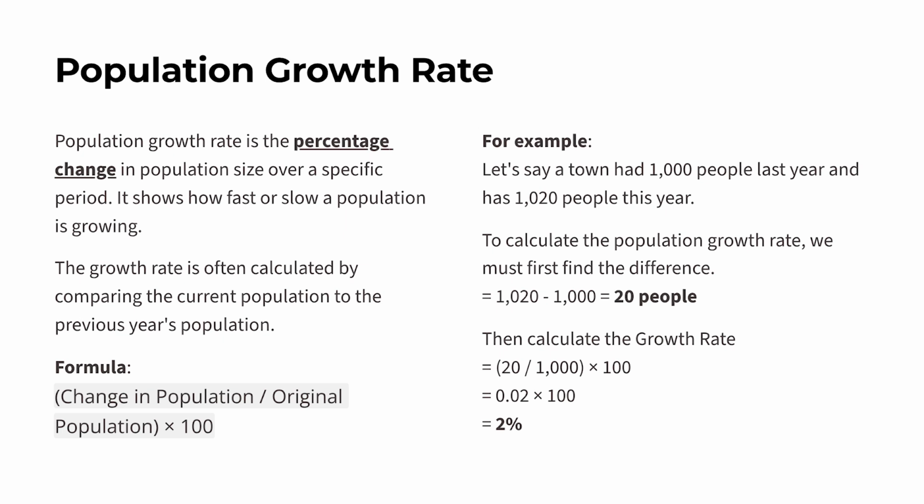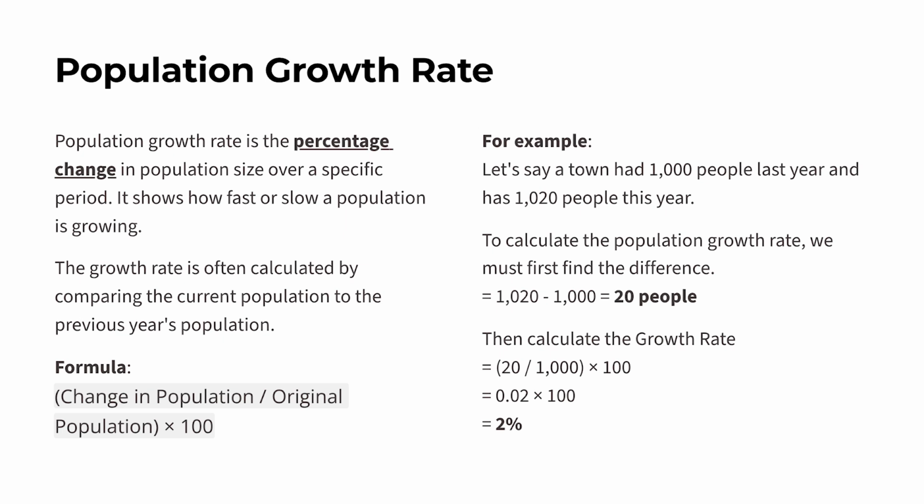Let's use an example. Imagine a town had 1,000 people last year and 1,020 people this year. First, we find the difference. That's 20 people. Then, we divide 20 by 1,000 and multiply by 100. That gives us 2%. This means the town's population has grown by 2% in 1 year.